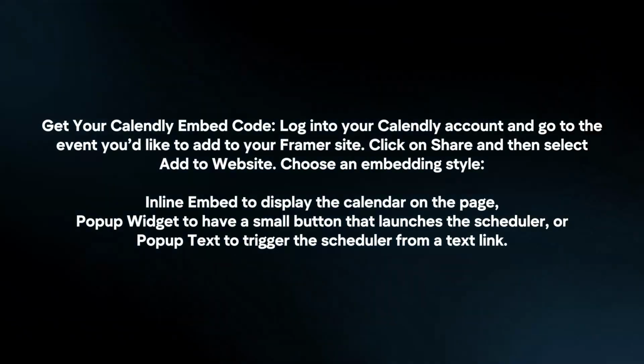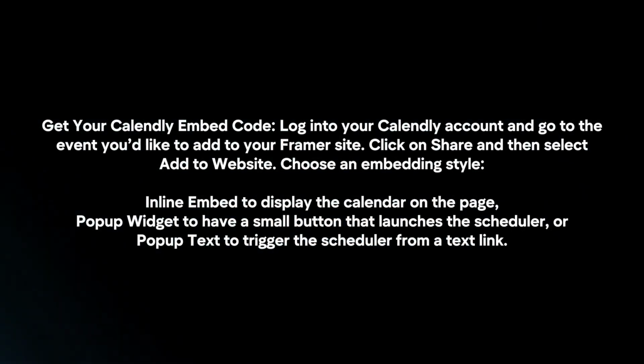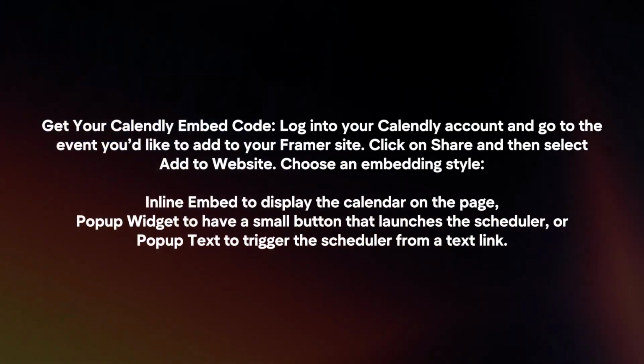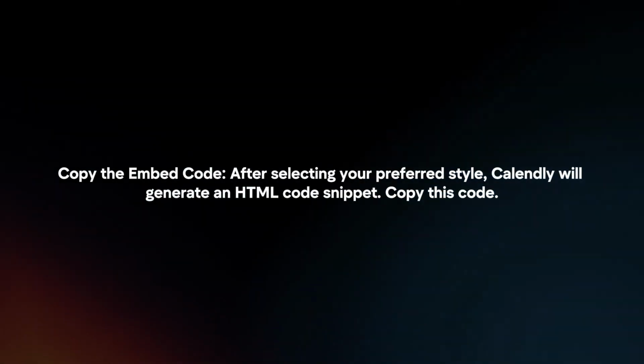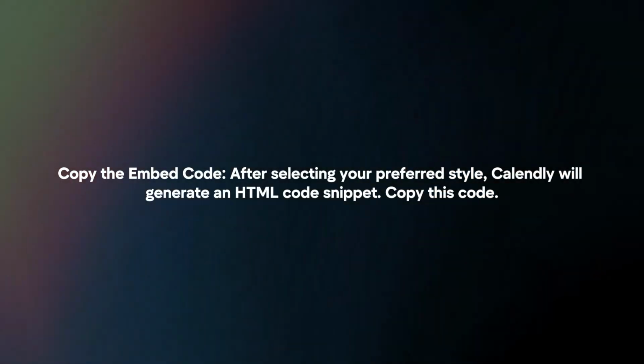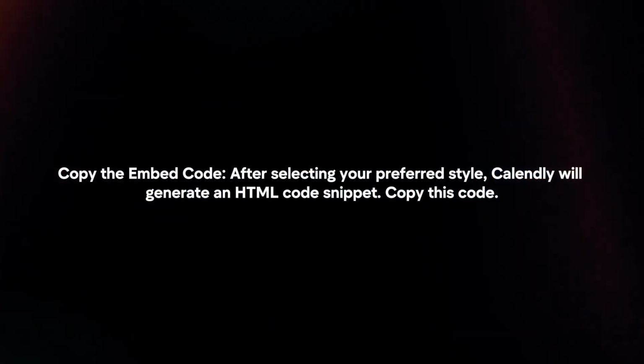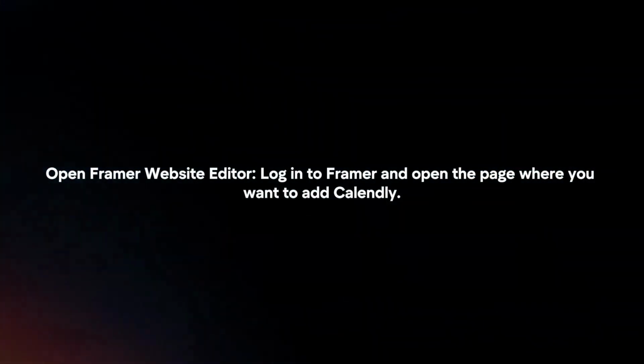Pop-up widget to have a small button that launches the scheduler, or pop-up text to trigger the scheduler from a text link. Copy the embed code. After selecting your preferred style, Calendly will generate an HTML code snippet. Copy this code. Open Framer website editor.